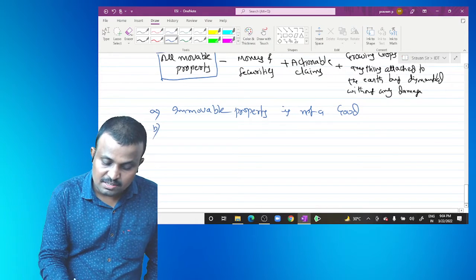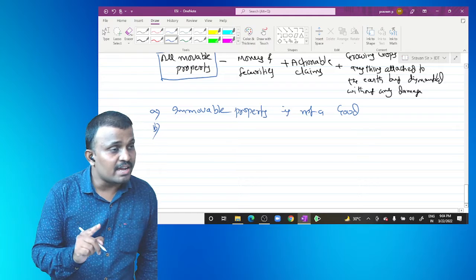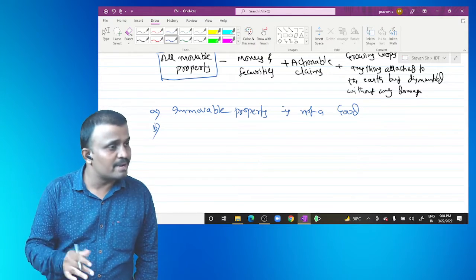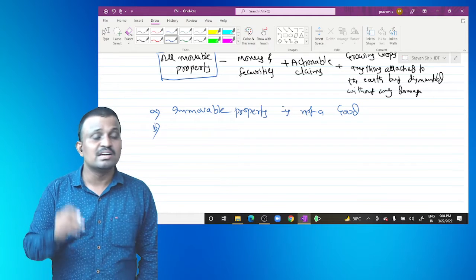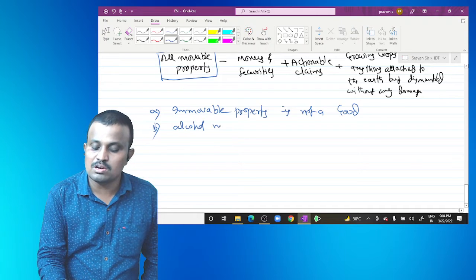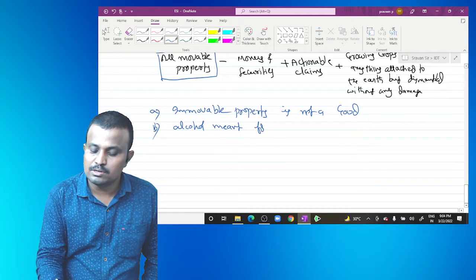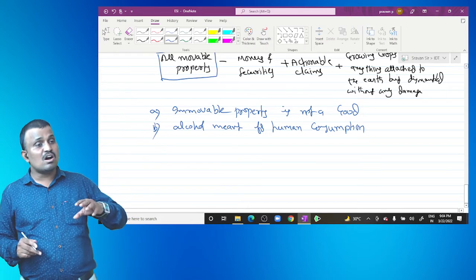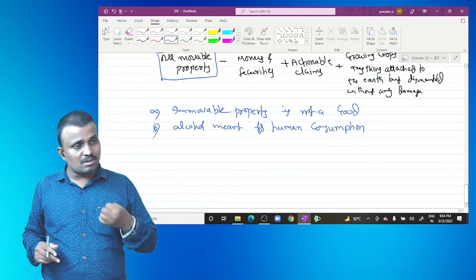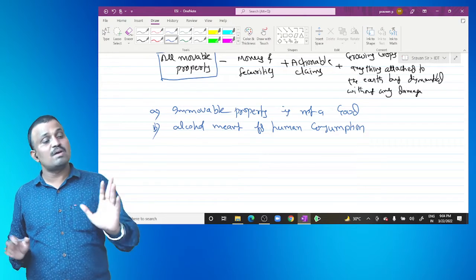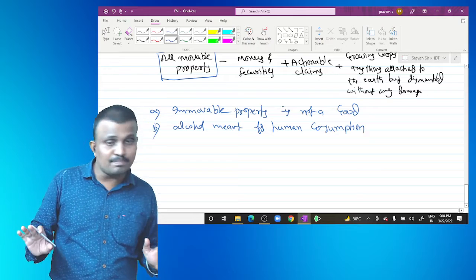And another one: supply of goods or services are both liable for payment of GST except one product, which is alcohol meant for human consumption. If alcohol is used in the process of medicine, if it is used as a medicine, then that forms part of goods, and that is liable for payment of GST.